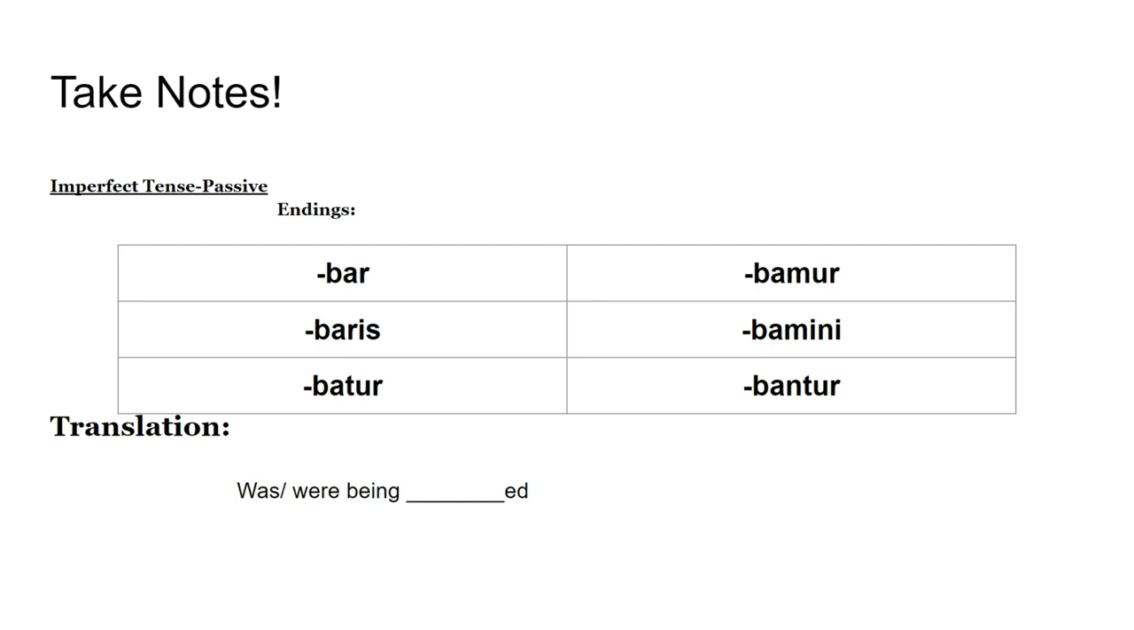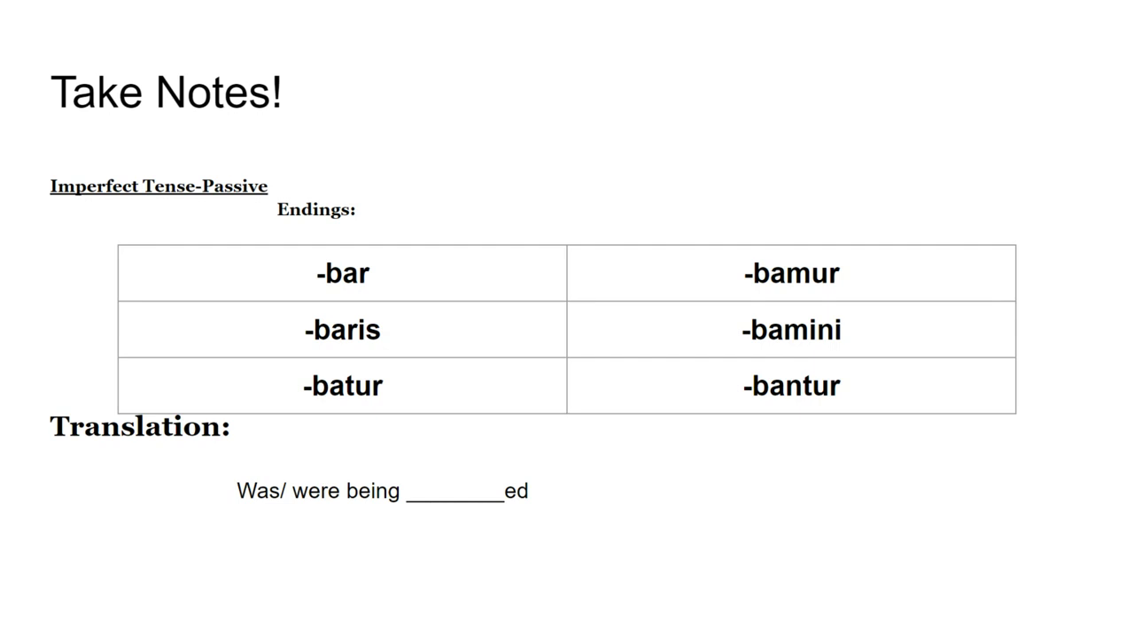Now, if you look closely, sharp-eyed readers, you're going to see that the endings are actually still the same as they were for the present tense. The very end, right? R, ris, tur, mur, mini, ntur. The adjustment here is that in front of those letters, we've got the thing that makes something imperfect. BA, back in the day. BA makes a verb imperfect, so that's going to go right before the ending.